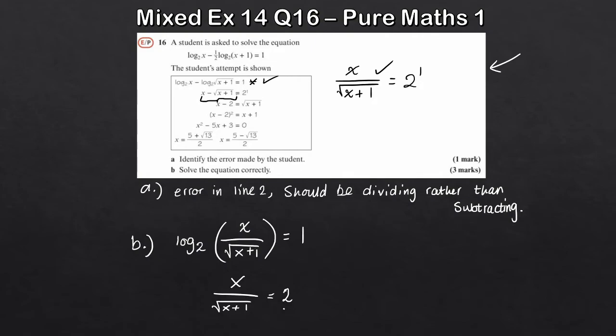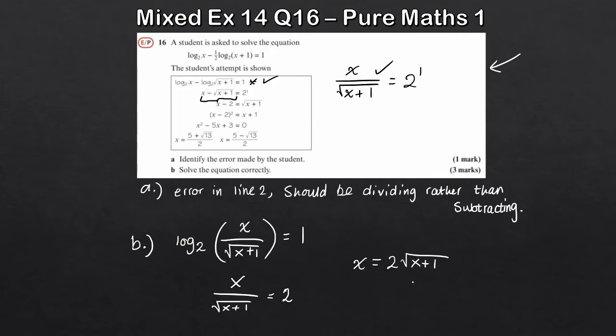So here now, if we times through by this denominator, we get x equals 2 lots of the square root of x plus 1. Okay, and this is where a lot of students might find this question somewhat challenging to carry on with. Try not to be put off of it. Remember, we need to solve this equation completely.